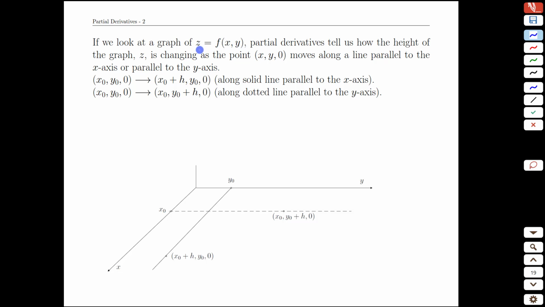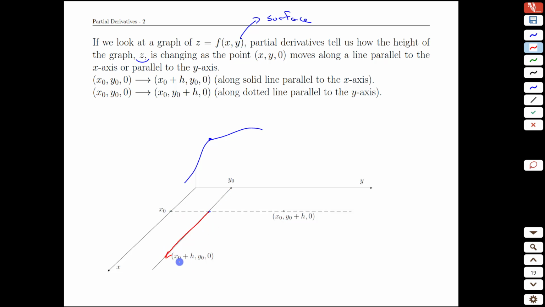If we look at a graph of z equals a function of x and y, again, this would be a surface if we're trying to imagine it geometrically. The partial derivatives will tell us how the height of the graph, z, changes at some point, and if we move in a certain direction relative to that. So imagine we're at a point x naught, y naught, and there's a surface defined from there. If we're considering the x derivative of z with respect to x, and x is going out in this direction, then what we're going to do is take a step in the x direction.